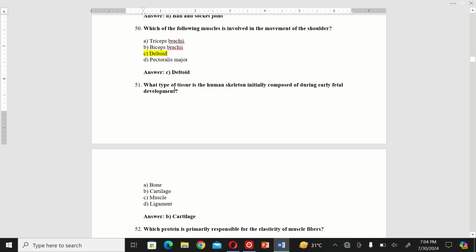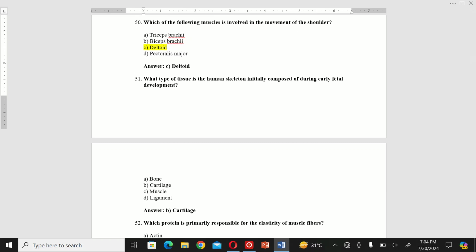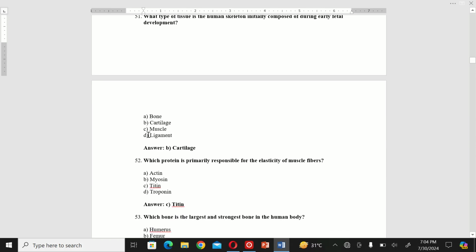The next MCQ is what type of tissue is the human skeleton initially composed of during early fetal development? A. Bone, B. Cartilage, C. Muscles, D. Ligament. So the correct option is B. Cartilage.